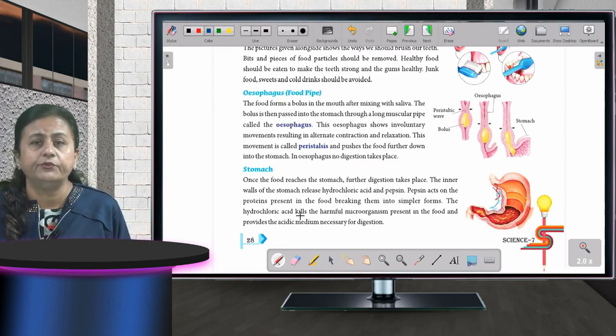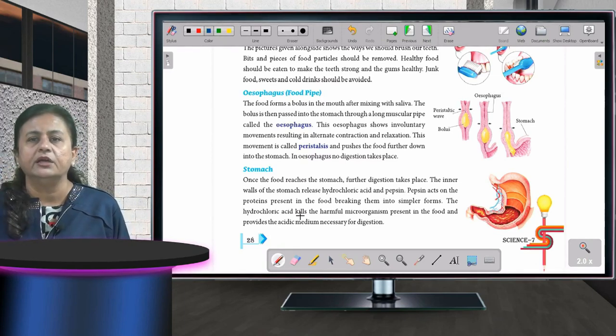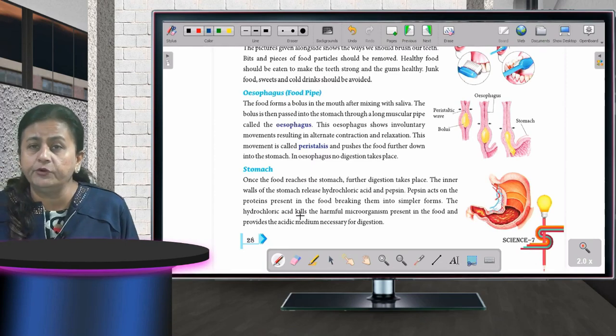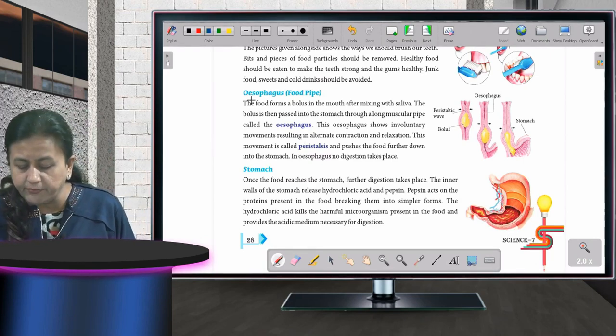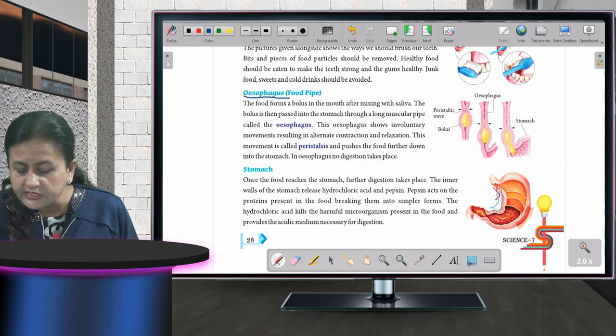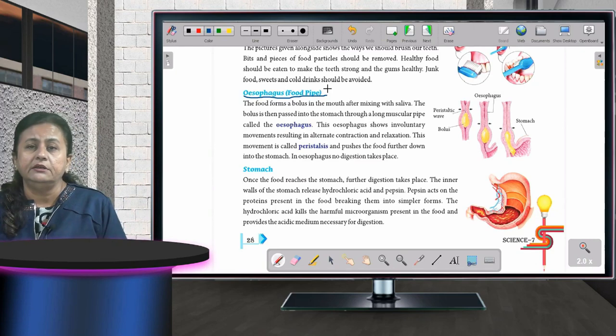Where is the food pipe? Once the food is in the mouth, it is entering our stomach through the food pipe, and the food pipe is scientifically known as esophagus. What do we call it? Esophagus. Fine, children. So the correct pronunciation of this word is esophagus. Now, what happens in the food pipe?